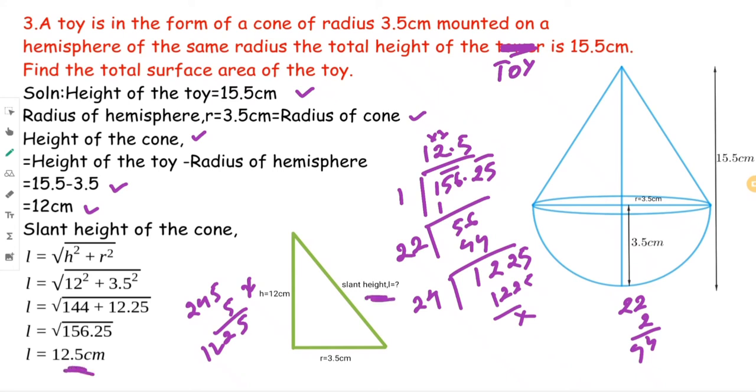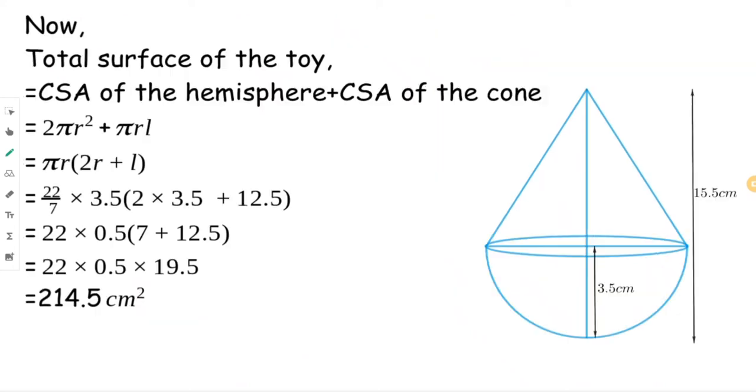So now we know the slant height. We know everything. We just have to simply directly put it in the formula. Total surface area of the toy, like I said, is curved surface area of the hemisphere plus curved surface area of the cone. Curved surface area of the hemisphere, the formula is 2 pi r square. Curved surface area of the cone is pi r l. Once again, we'll take common. You can see pi r is common, so I have taken it out here, pi r. And what is left here? 2r will be left, r square. I only took out 1r, so 1r is still left. Here pi r is already out. What is left? The slant height l is left.